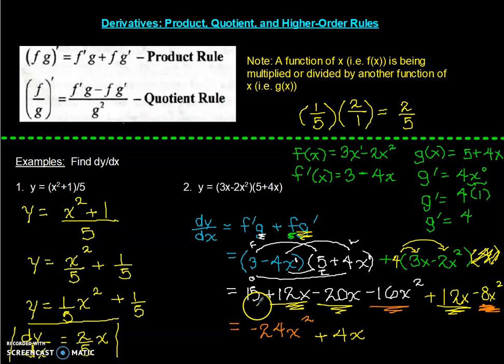And then from here, I have plus 15. So I don't have anything else. It's a positive 15, so I'm just going to bring that down. And this would be my derivative.